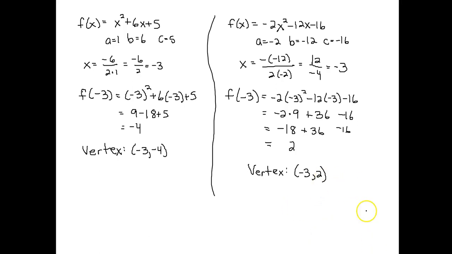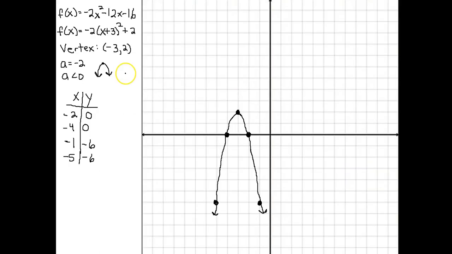So vertex (-3, 2). So you can see from the vertex formula, you get the same thing. Just like we did there, (-3, 2).